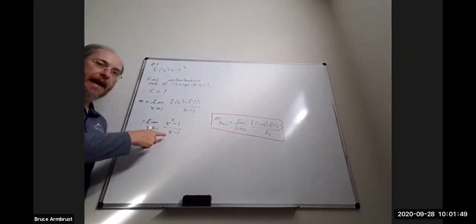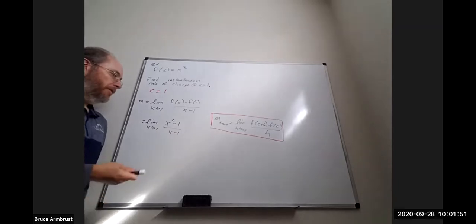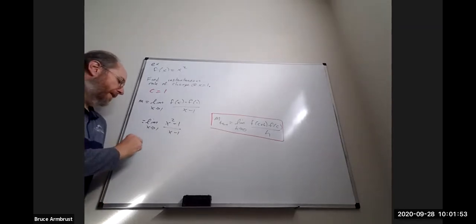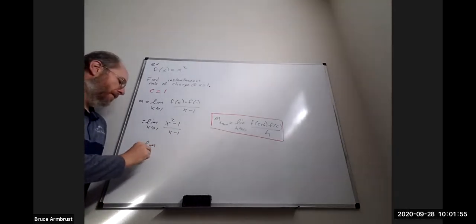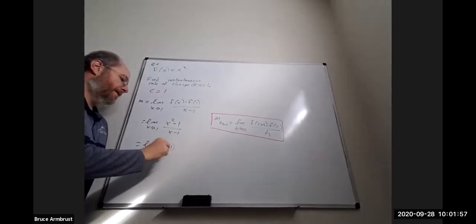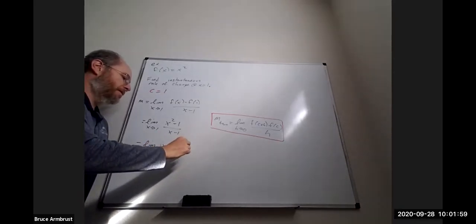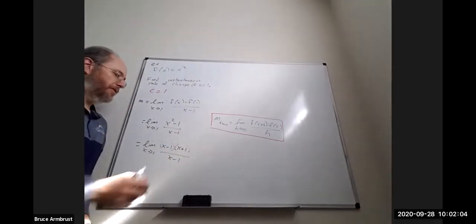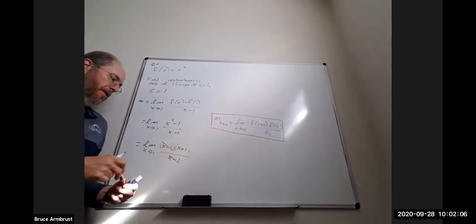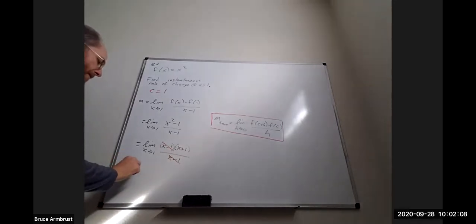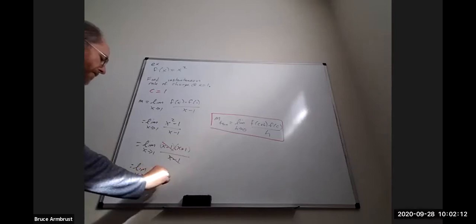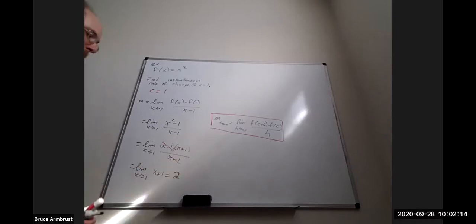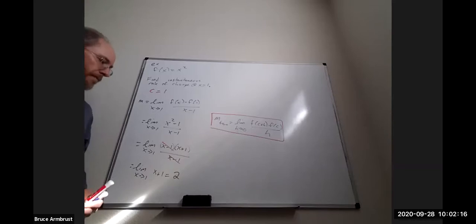In this case, it's going to be factoring, right? We've got x squared minus 1. That can factor as a difference of squares. We get x minus 1 times x plus 1. The x minus 1's cancel. So we're left with the limit as x goes to 1 of x plus 1, which is 2.